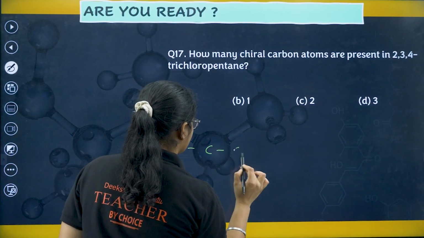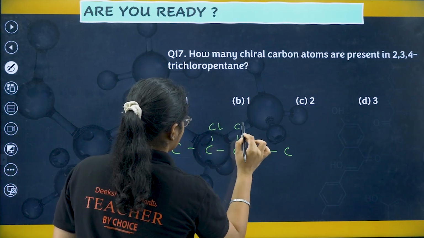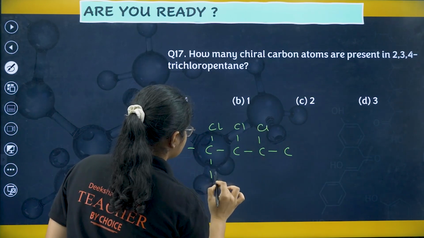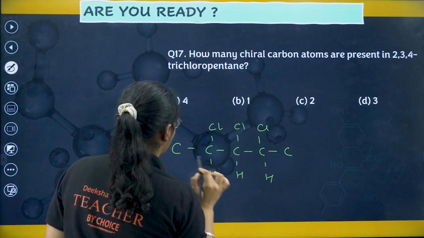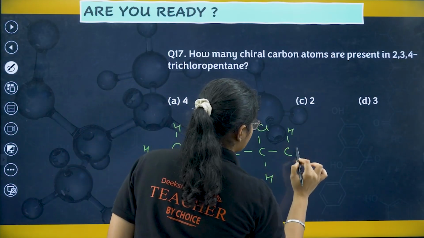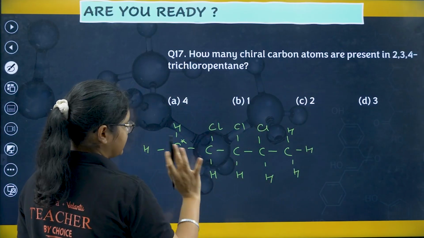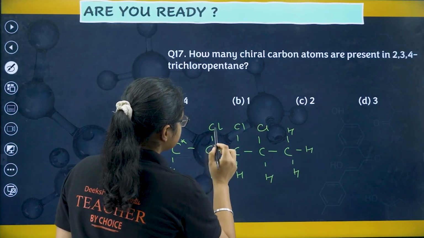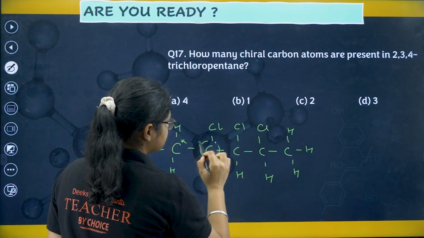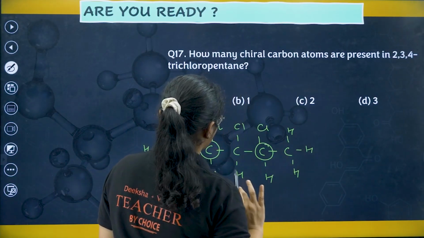Next, how many chiral carbon atoms are present in 2,3,4-trichloropentane? So if I draw it, trichloro at 2, 3 and 4. Now what you have to check is which carbon is having all the 4 groups different. This carbon has 3 same hydrogens, so it is not chiral. This is having 4 different groups, so this is chiral definitely. This is also having 4 different groups, so this is also chiral.